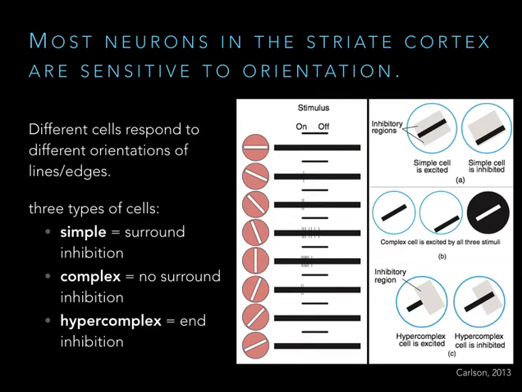Now, if you were to record the activity of neurons in the striate cortex, you'll find that most of them are going to be sensitive to the orientation of lines. That's largely what our striate cortex picks up. What's the direction of all the lines here? Most neurons are dedicated to that task.